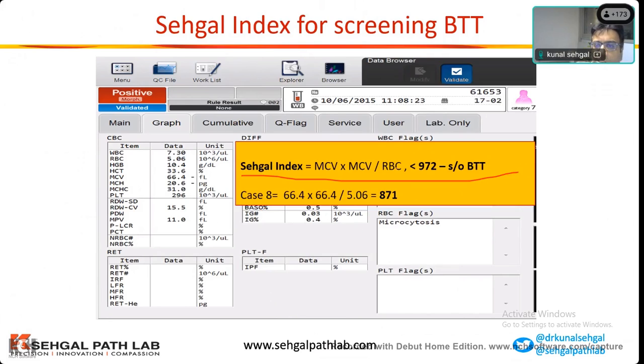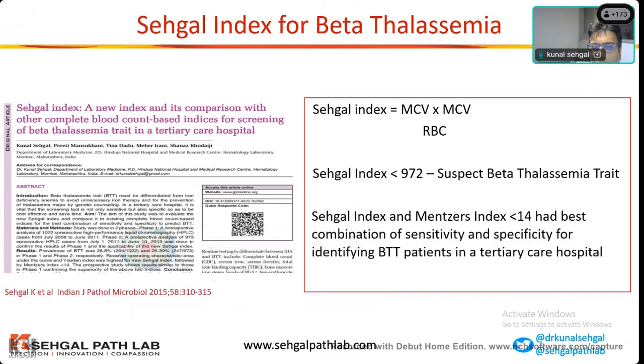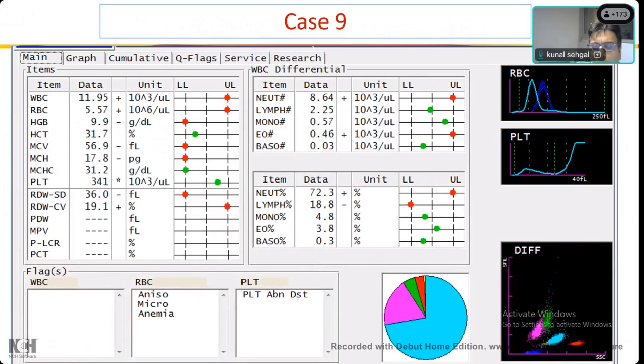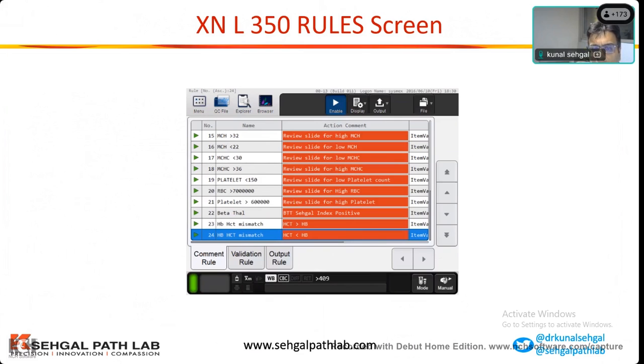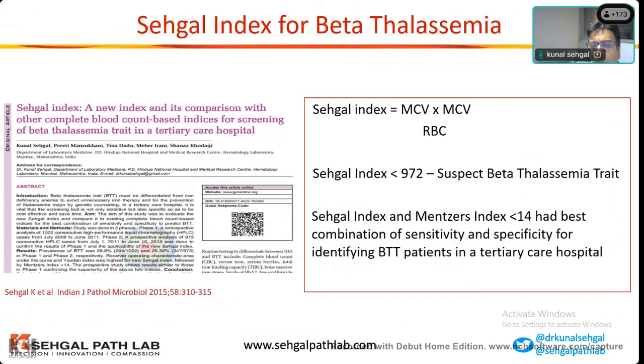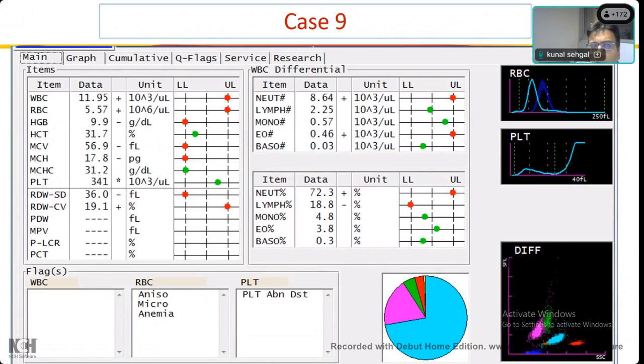In this case, if we calculate MCV into MCV divided by RBC, the value is 871. The cutoff for this formula is less than 972, suggestive of beta thal trait. This is the published paper. We have put this formula into our analyzer, so the moment there is a thal trait positive, we get a flag, suspect BTT. So the technician is aware that we need to screen for thalassemia trait, and when the printout comes to you, you can look at that.